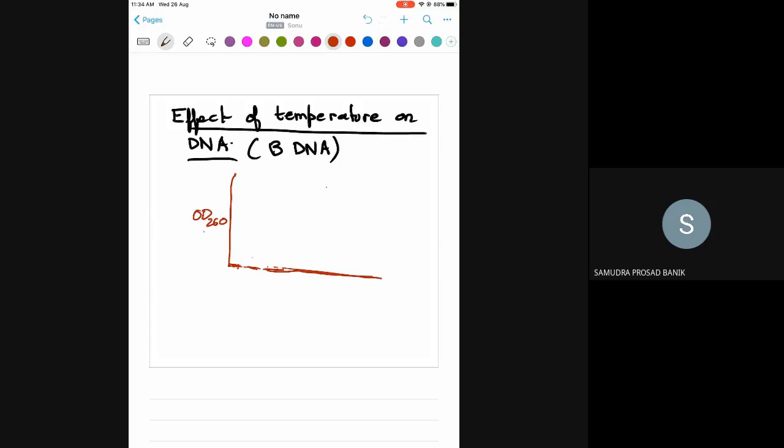So you are right. In changing the pH also you can get similar kind of profiles. And now suppose OD260 is one parameter of following the physical phase change. Okay. Now what are the other parameters?